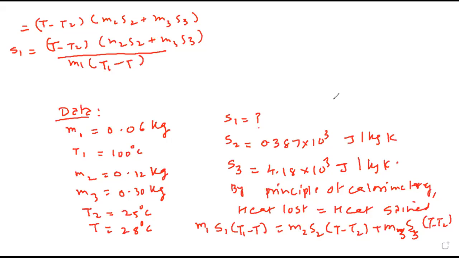Now I can clear? Hello? Yes, sir. S1 equals T minus T2. What is T? Is it 28? 28, 28. And T2, the initial temperature of water, is 25, 25.